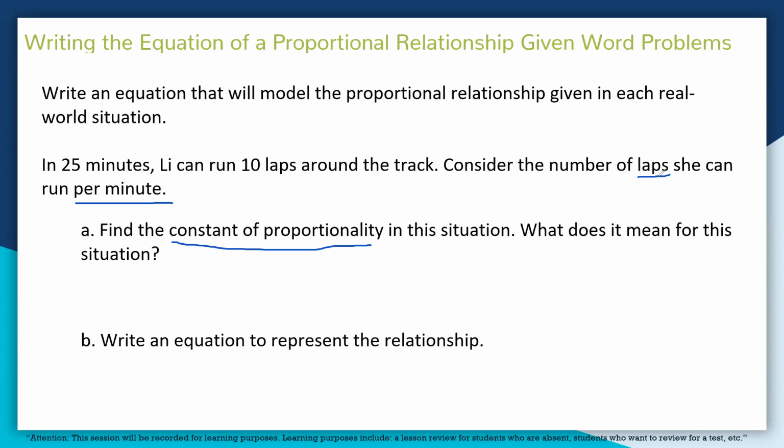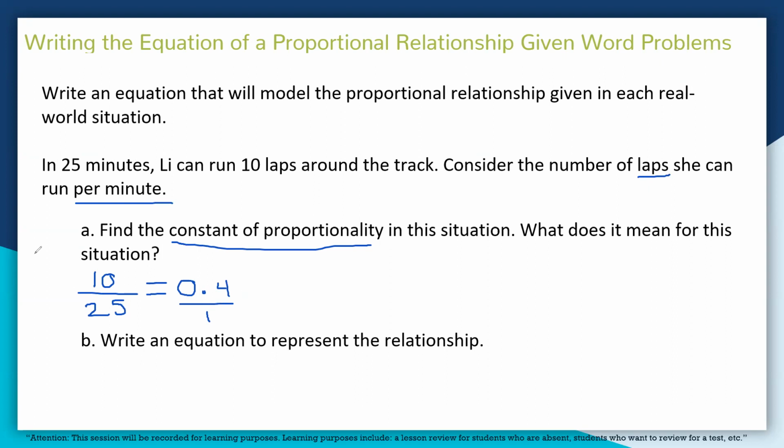Well, remember with unit rates, when we're writing that ratio, we have to watch the wording so we make sure we get things in the right order and not backwards. So it's laps per minute. So we need to take 10 laps per 25 minutes. And if we divide that, we will get that she can run 4/10 of a lap in 1 minute. So our constant of proportionality is 4/10. And what does it mean for the situation?